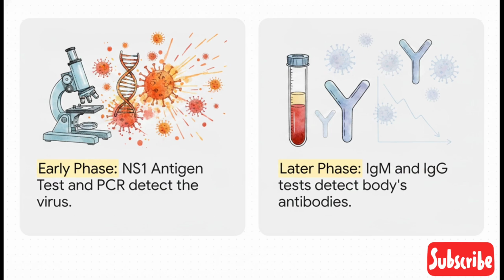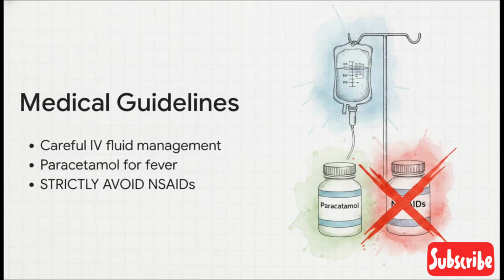And right alongside this, doctors are constantly monitoring a complete blood count to watch for rising hematocrit, which essentially indicates the blood is thickening from that plasma leak, and they're watching for plummeting platelets. Now, here's a sobering fact. There is absolutely no specific antiviral medicine approved to cure dengue. However, rigorous medical management and supportive care absolutely save lives.